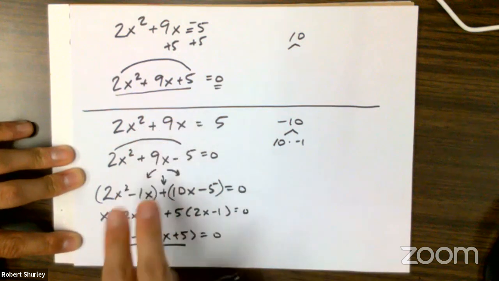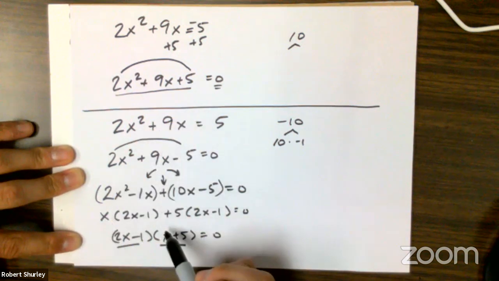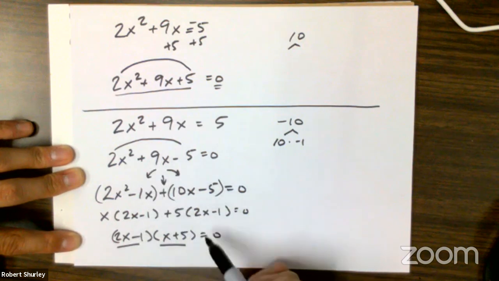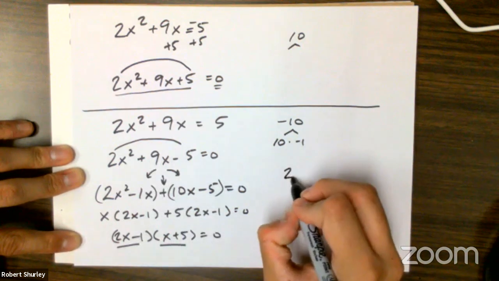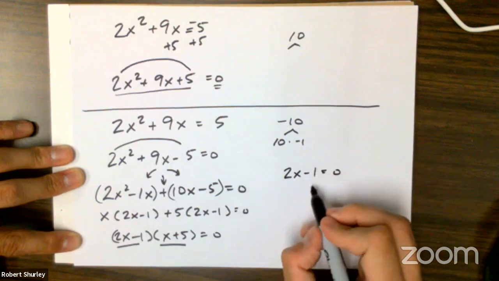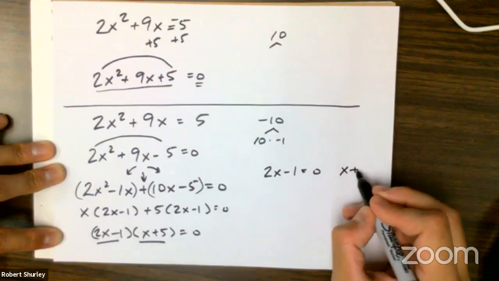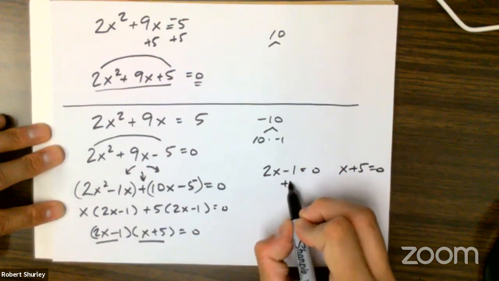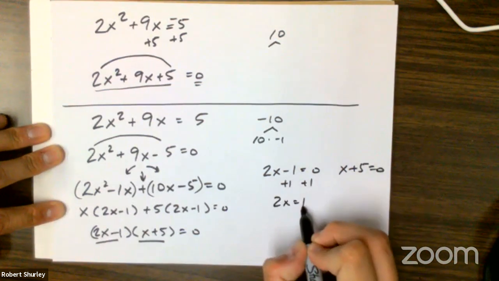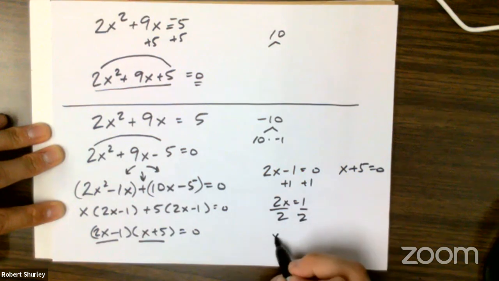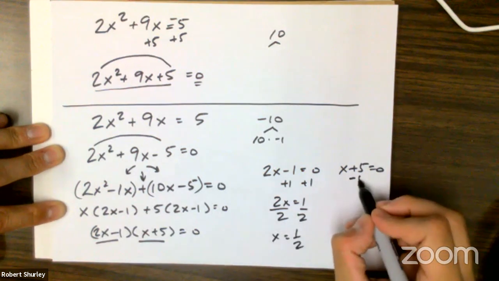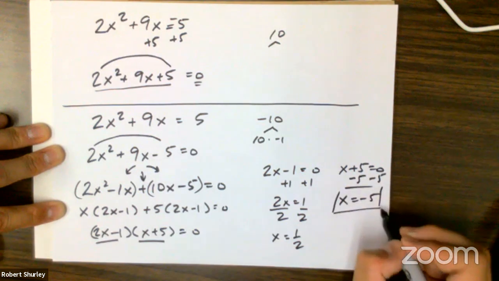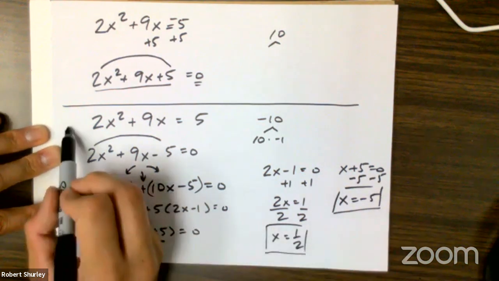So this part, factoring the non-zero side, is what you've been doing in the homework so far. The easy part, though, is now just setting each one of those, 2x minus 1 equals 0, and x plus 5 equals 0. So setting each one equal to 0 and solving, add the 1, you get 2x equals 1, divide the 2, you get x equals 1/2, subtract the 5, and you get x equals negative 5. So we have our two solutions for this equation.